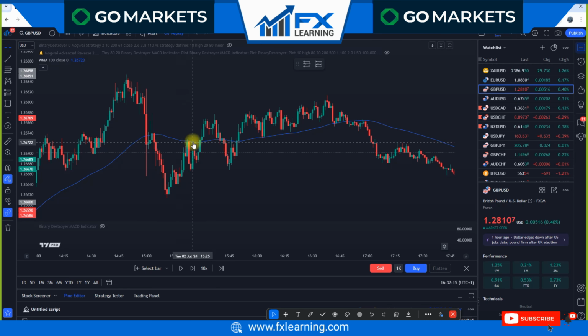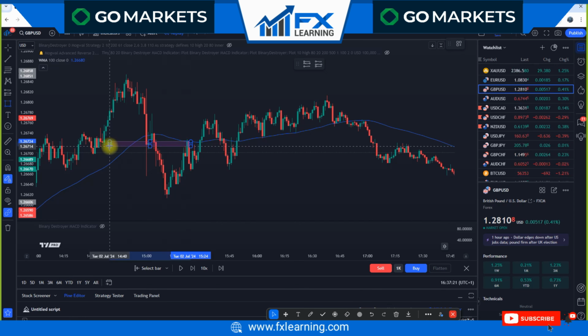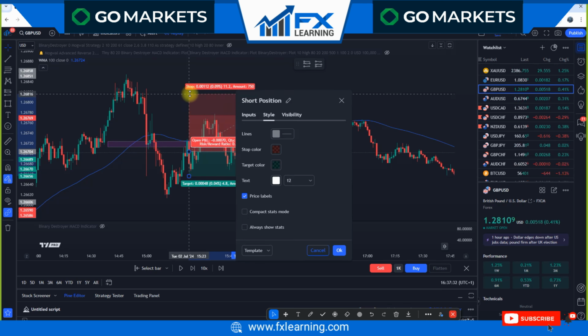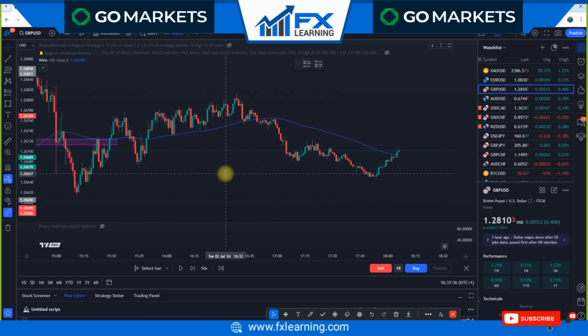Where was the entry point? It was just here, just there. Let me have a quick look at this level just there. So, yeah, okay. No, I would say no. We probably would have got stopped out. I'm curious where a stop loss position would be here. A 10 pip stop loss, which is average. Yeah, we would have got stopped out. There's no clear trade there.